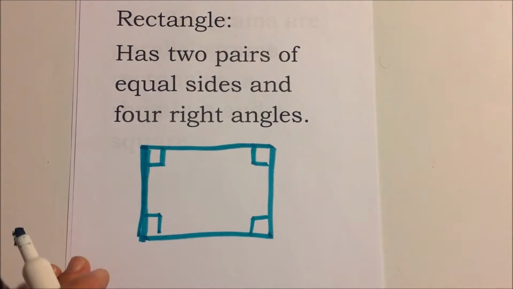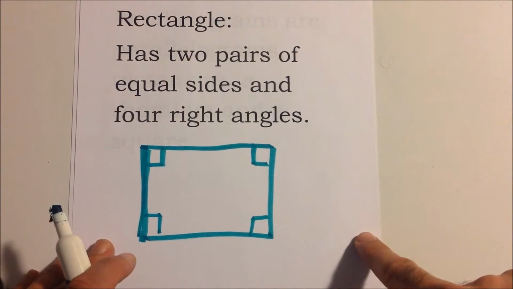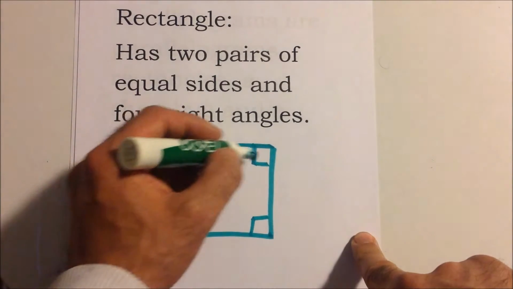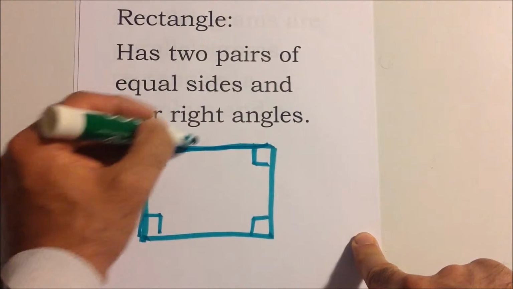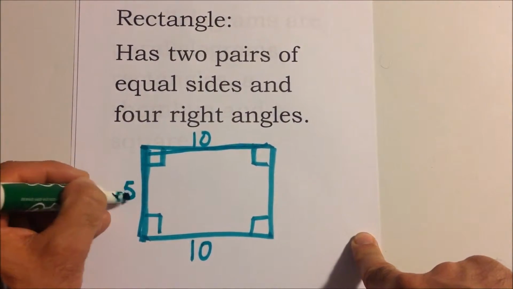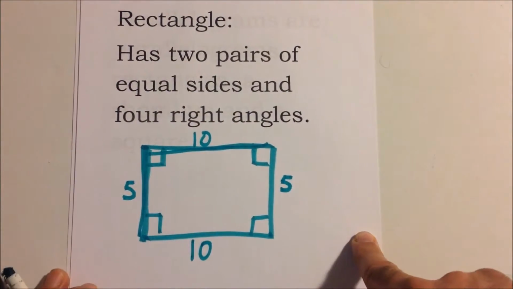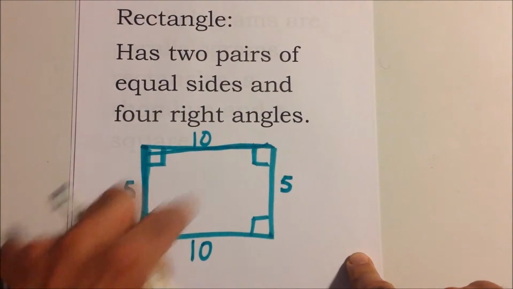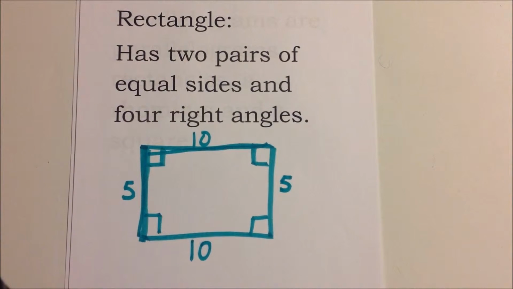Looks like a square, but a square has all four sides equal. In a rectangle, two pairs are equal, right? This could be, let's say, 10 inches or 10 centimeters or 10 units. And this could be 5. And it has the four right angles. So that's a rectangle.